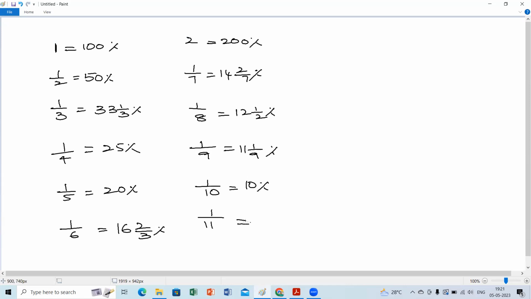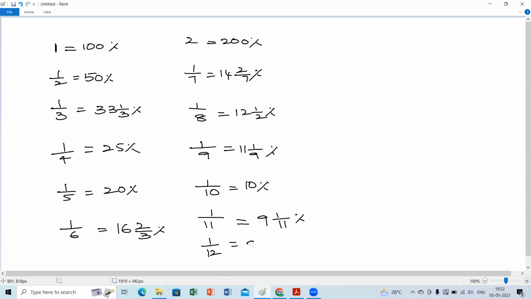Because 1 by 11. Suppose 1 by 11 is nothing but 100 by 11, children. 9 1 by 11%. Very good. 1 by 12. Why I'm doing this is because it is more helpful when you're doing your calculations, children.